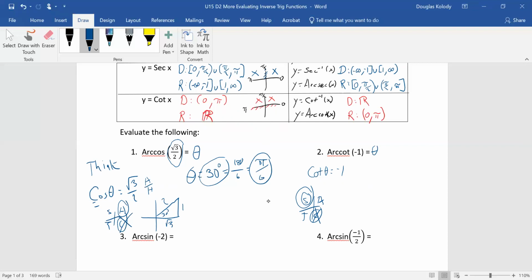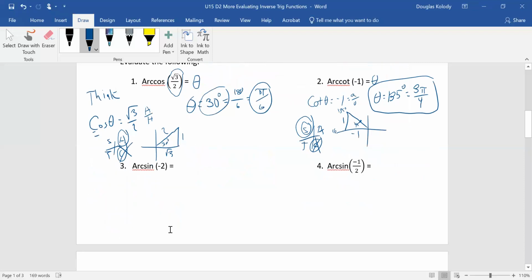So I could draw myself a triangle in quadrant 2, and cotangent is x over y, or adjacent over opposite. So that's -1 over 1. What angle produces that? 45. And what's 45 degrees up from 180? That's 135 degrees. So theta is equal to 135 degrees, which is also equal to 3 times pi over 4. Pi over 4 is 45 degrees. 45 times 3 is 135. There we go. All right. We're going to start to fly through this right now.